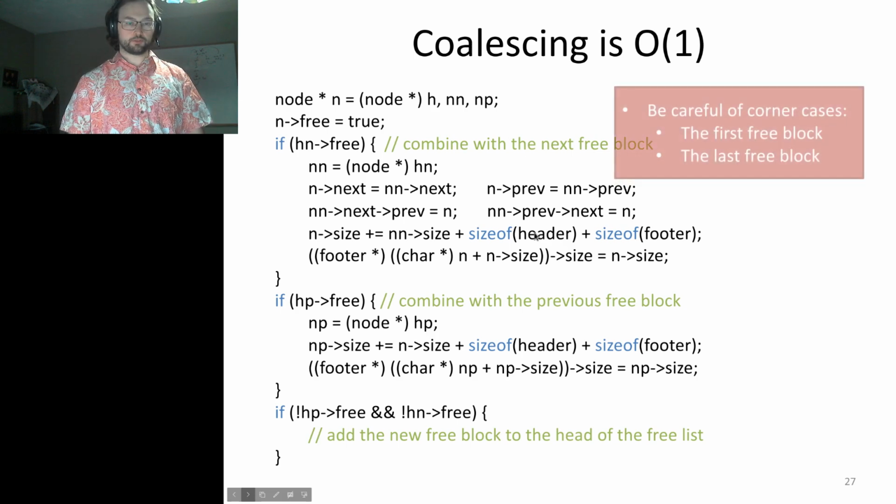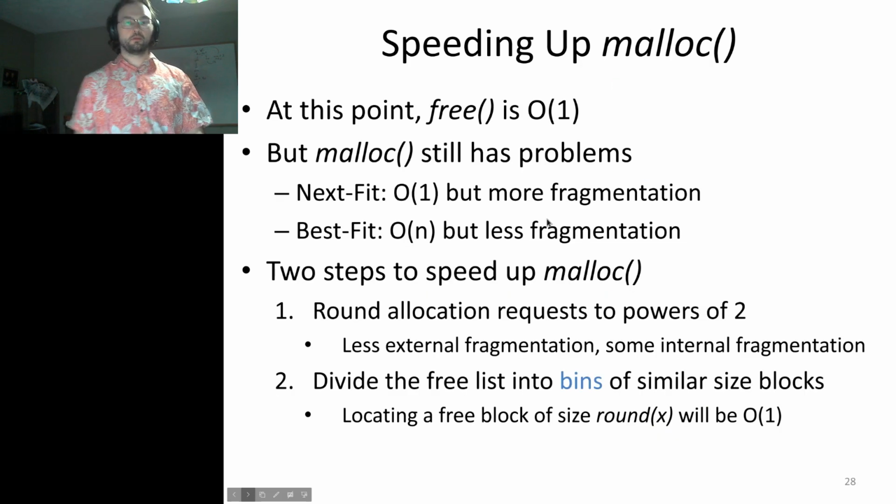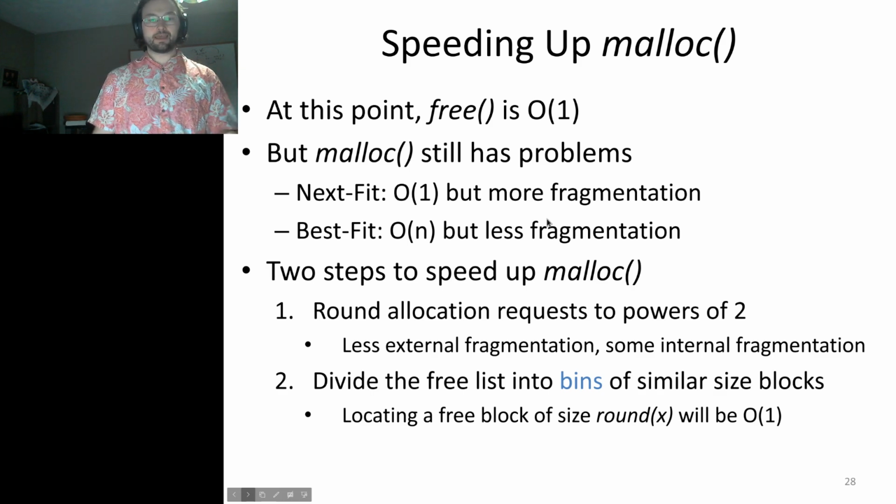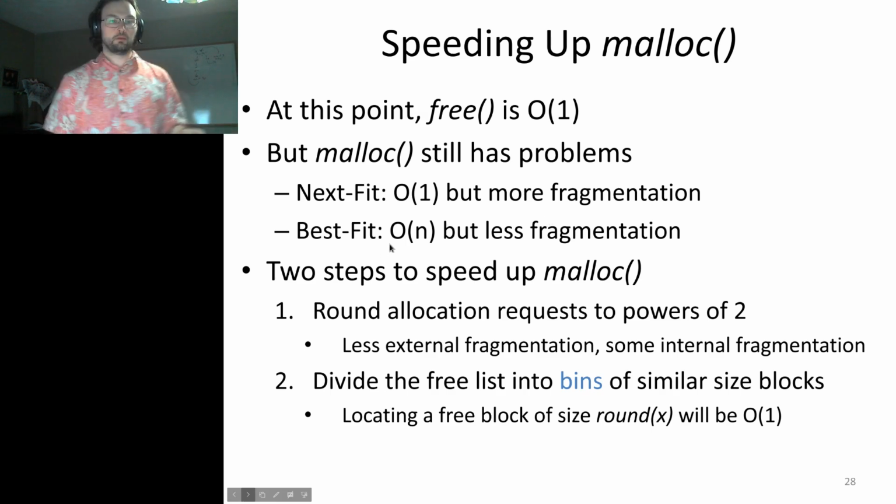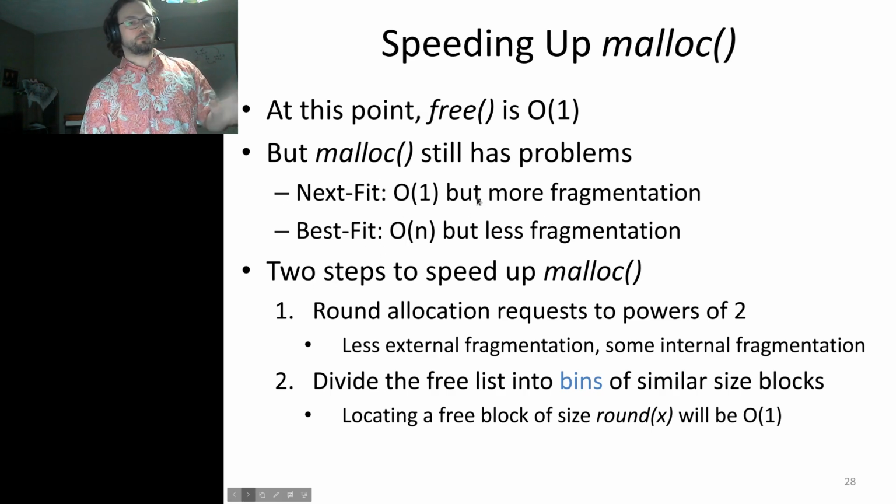I don't know why there's pseudocode here. All right, so we managed to get free to be constant time. We would like to get malloc to be faster. Here it says malloc is a 1. That's not accurate.